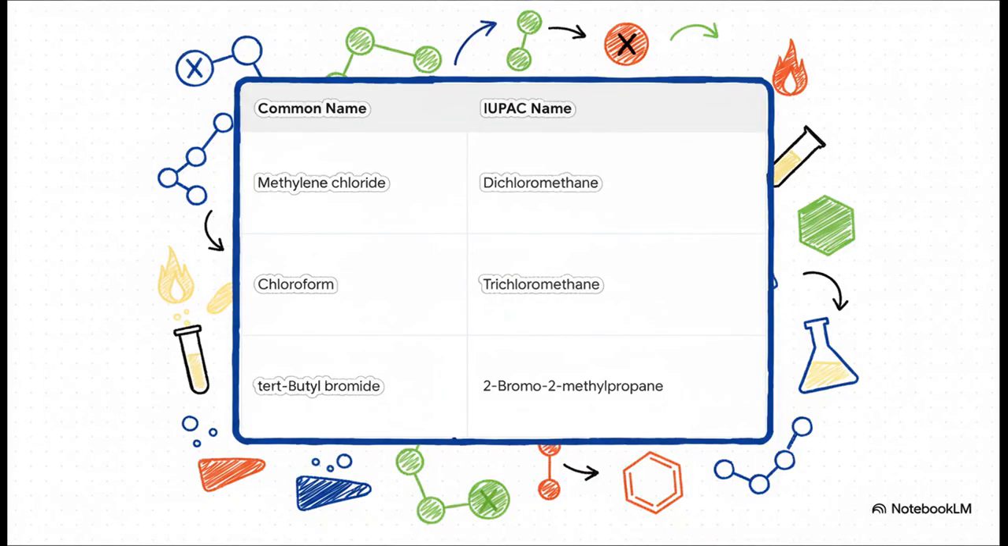Now, let's quickly talk about naming. So there are common names, like chloroform. You've probably heard that one in old movies, right? But in chemistry, we need to be a bit more professional. We use the IUPAC name. So for chloroform, that would be trichloromethane. For your exam, it's a really good idea to be familiar with both, okay?